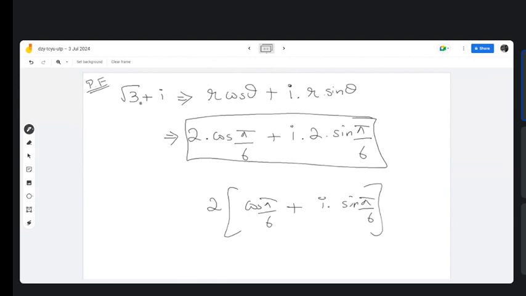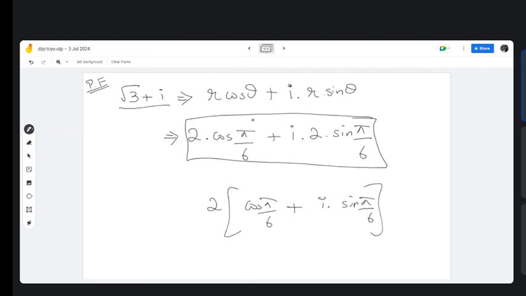Last part says polar form. We can write the question as it is. Whatever we assume, we're going to bring it into the picture. The only extra thing here is we're going to bring the i also together. Once we bring the i together, we know the value of each and everything.